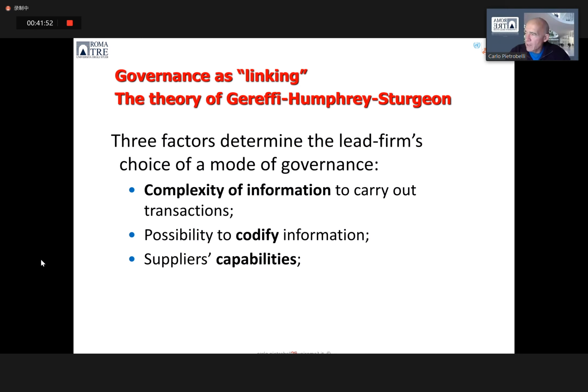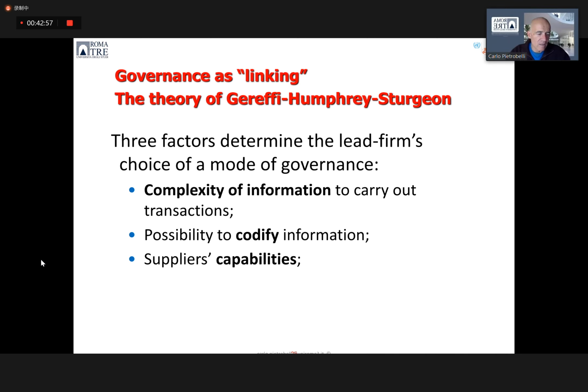And following this approach, there's a remarkable paper produced in 2005 by this group of scholars, Gary Gereffi, John Humphrey, and Tim Sturgeon. That is perhaps one of the most quoted papers in this literature, that discusses when and why different forms of governance prevail in different circumstances. And they essentially relate the existence of different forms of governance to three factors. First of all, complexity of information to carry out transactions, how difficult, how complex it is to carry out a transaction. Secondly, the possibility to codify information. You studied the economics of innovation, you know how important tacit and codifiable knowledge is, and how it is important whenever information and knowledge can be codified.